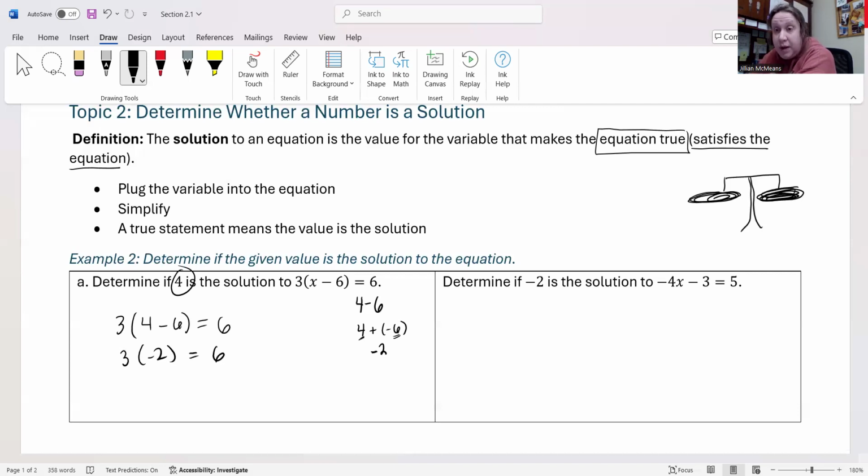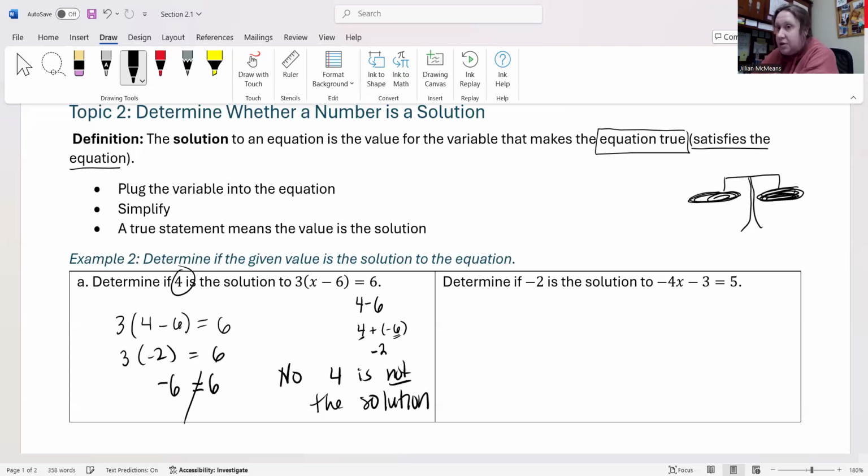Now we have to multiply 3 and -2. So remember from previous sections, 3 times -2, you're multiplying 2 numbers with different signs. When you multiply different signs, you get a negative product. So what we have here is -6 and 6. Well, -6 does not equal 6, so we would say no, 4 is not the solution.